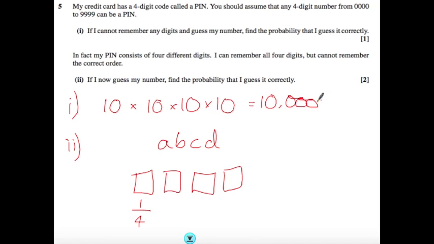I've just realised for part 1, we should have said there are 10,000 possibilities, so a 1 in 10,000 chance. So the probability we get the first digit right on this one is a quarter. Then for the second one, if we've got that right, there are 3 digits left and we need to get that one right. Then similarly we've got 2 digits left and we need to get that right. And if we've got all these 3 right, then there's no way of getting the last one wrong. So that'll be 1 in 24, I want to say.